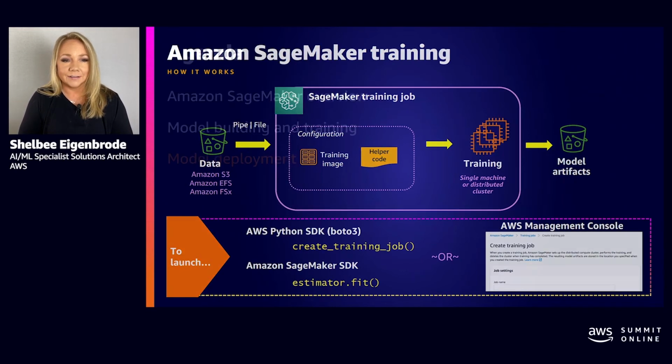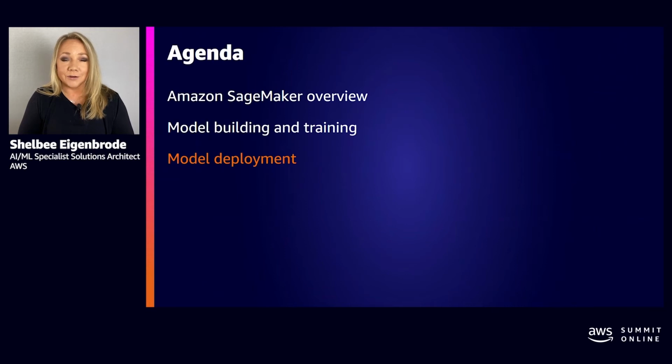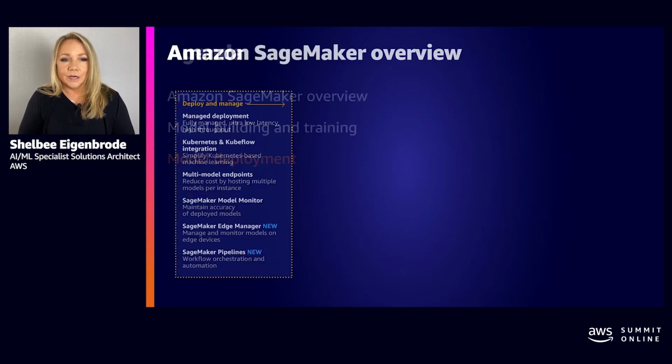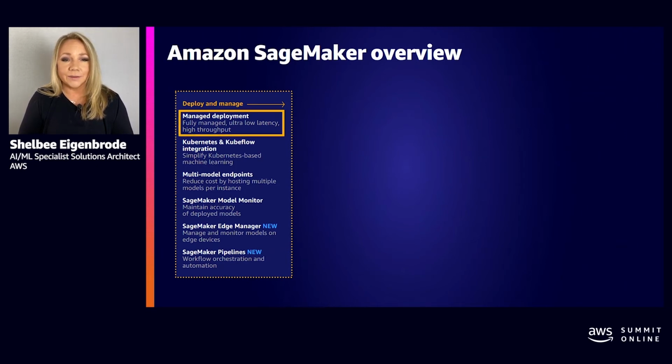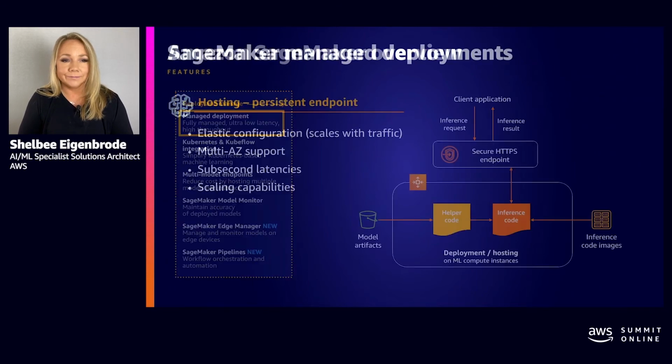which leads us to our next section. We're now going to cover SageMaker deployment capabilities. We just went over SageMaker features for the first three stages of data preparation, model building, and model training and tuning. In this final section, we're going to cover some of the SageMaker specific features for model deployment and management. Starting with managed deployment options.